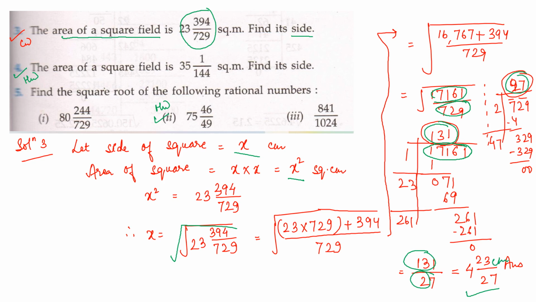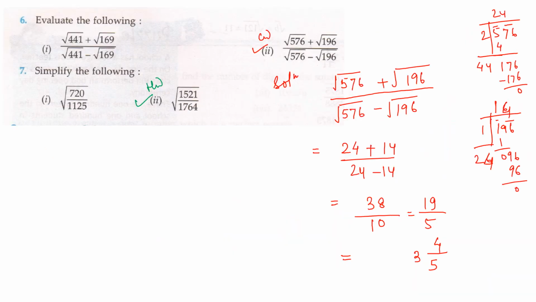Now one again you have to do, the fifth one. They are again asking you to find the square root. So you just solve it. It will be root over 75 whole 46 by 49. Now you multiply, solve and write the answer.